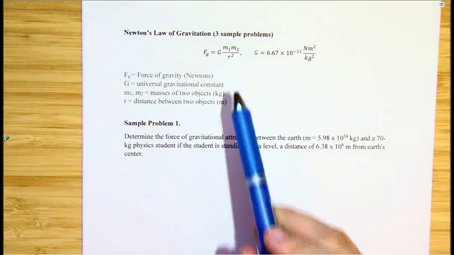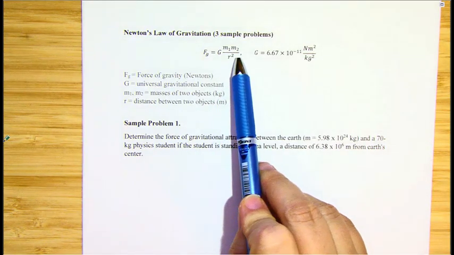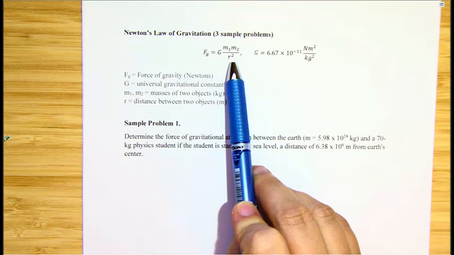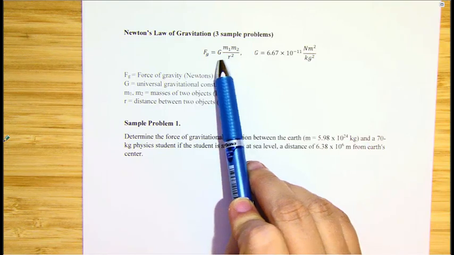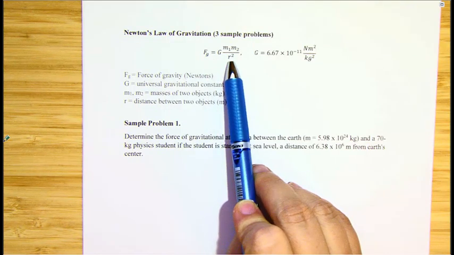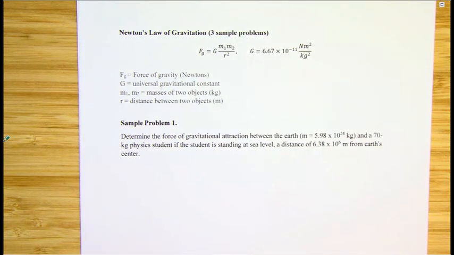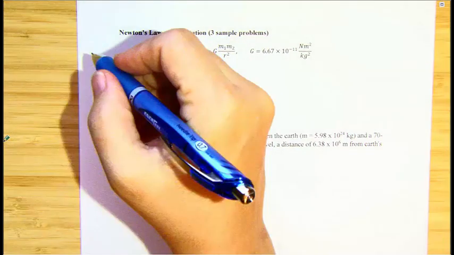So the force increases based on increased mass. If you have a large mass, you're going to have a large force. But it's inversely proportional to the distance between them squared. This is also known as the inverse square law, which means that the larger the distance between them, the smaller the force. Because notice R is in the denominator. So the larger R gets, the smaller the force. Let me give you an example.